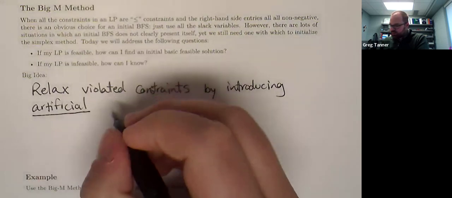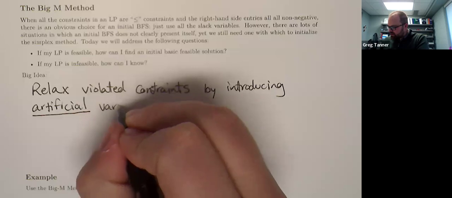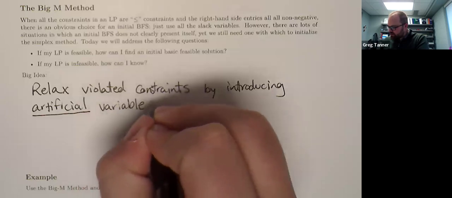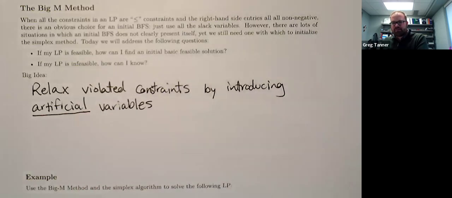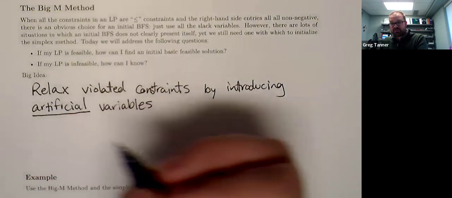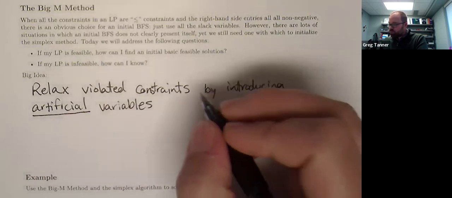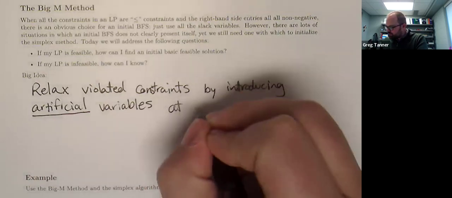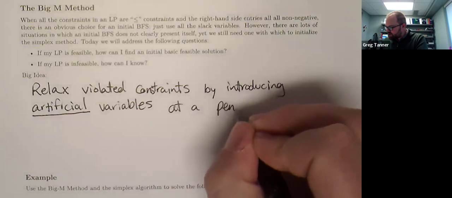The artificial variables act a lot like the slack variables, but unlike the slack variables, which told us how much slack is in our constraint, they're going to tell us how much we violate our constraint. And we're going to introduce these in a way that allows us to violate the constraint, but we do so at a penalty to the objective.